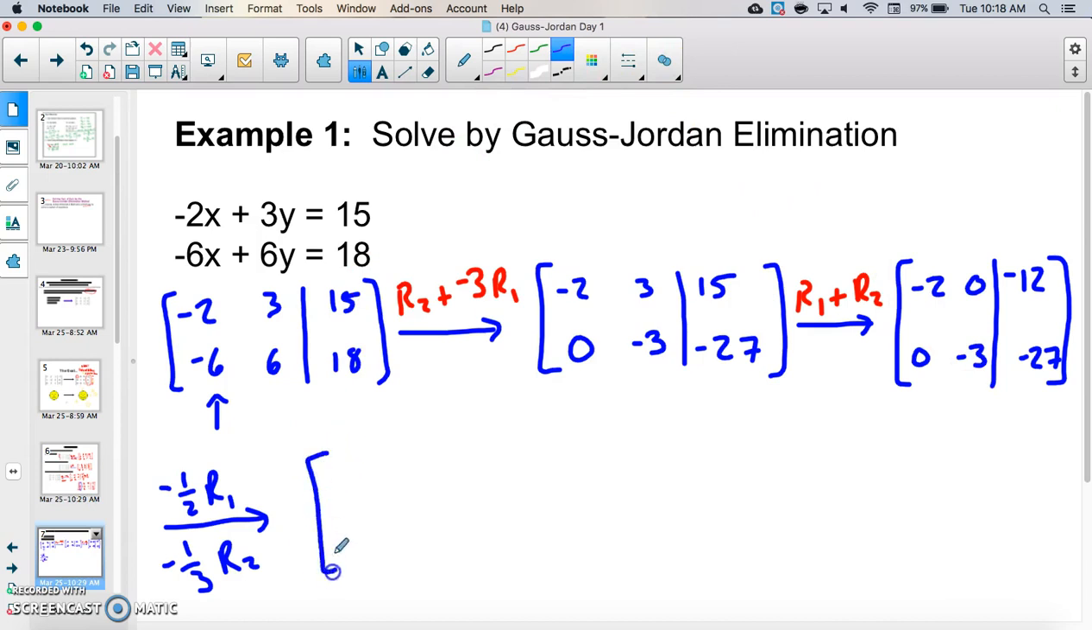So what our new matrix will look like, -1/2 times row 1 will give me a 1, 0, and a 6. And -1/3 times the bottom row will be 0, 1, and 9. Ta-da! So what we've got here is our top answer is our x, our bottom is our y, so x equals 6, and y equals 9.